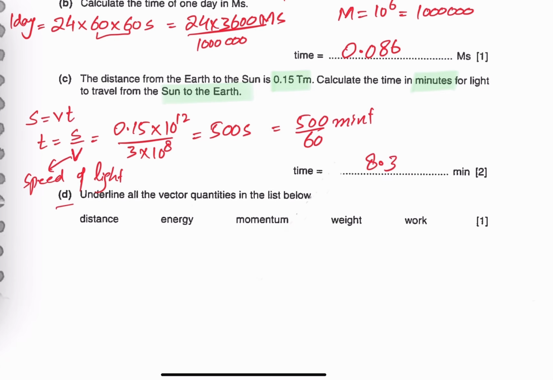Part D, underline all the vector quantities in the list below. Distance is not a vector quantity, energy is not, momentum is a vector quantity, weight is a vector quantity, work is not.